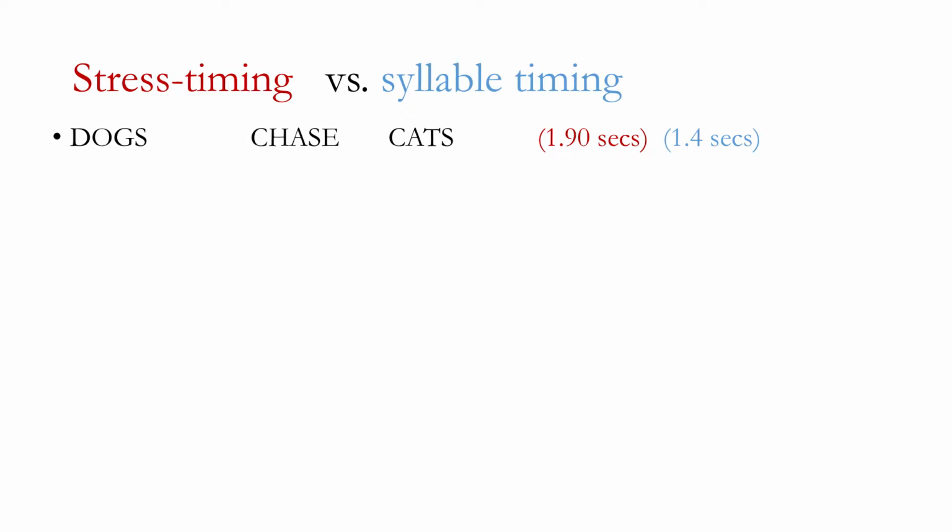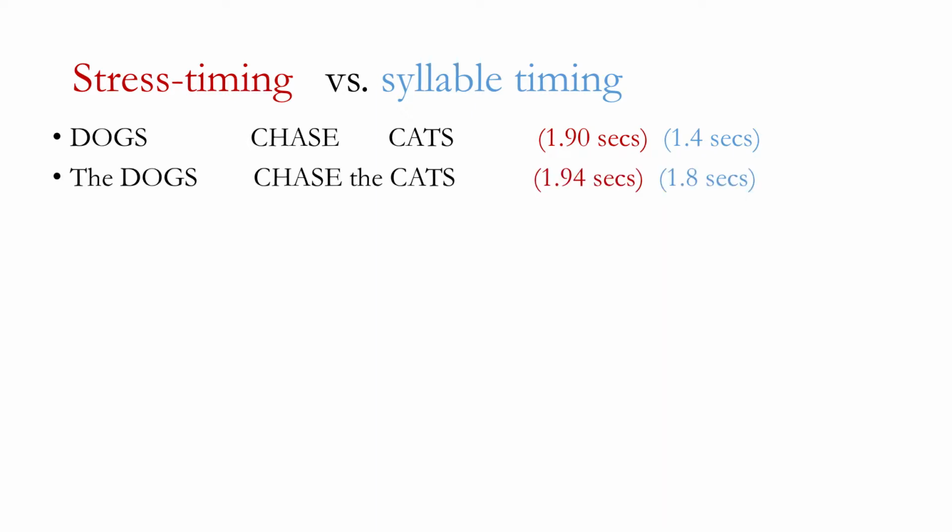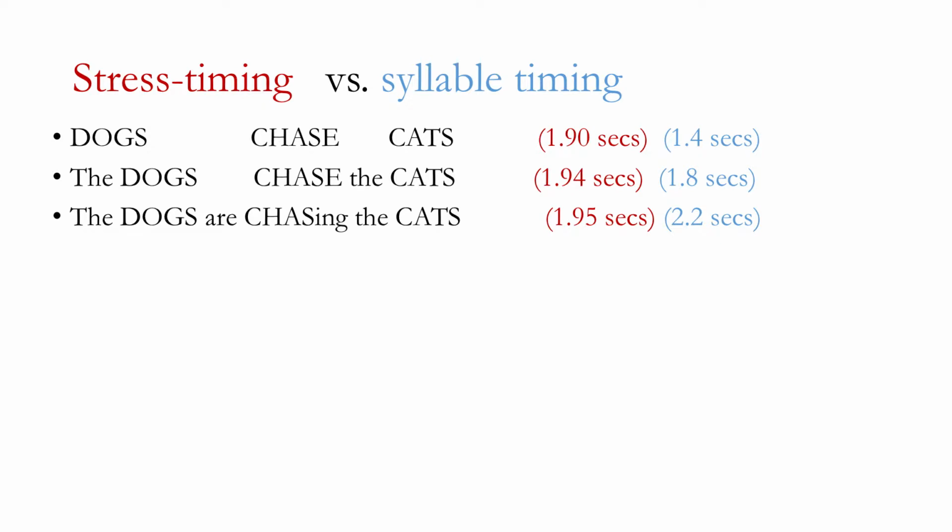I have something like "dogs chase cats." I timed myself saying this as an English speaker in my native English speaking rhythm. It took me 1.9 seconds to say. "The dogs chase the cats." It took me 1.94 seconds to say, even though I'm throwing in a few extra thes in there. "The dogs are chasing the cats." I've got the and are and ing in there thrown in, but again, it only took me 1.95 seconds to say. So as an English speaker, because the number of beats is the same, the length is the same.